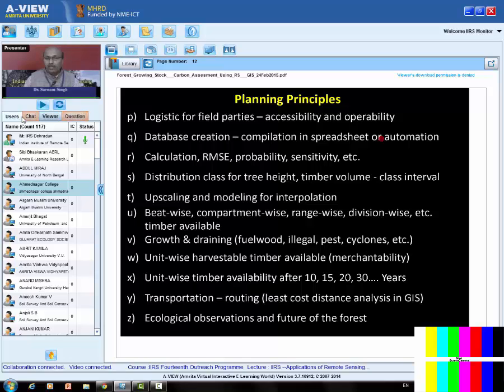And then availability in future, that means after 10, 20 or 30 years, how much timber will be available, we should work on that. And how to transport the timber from the field.